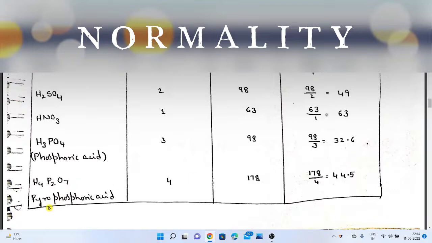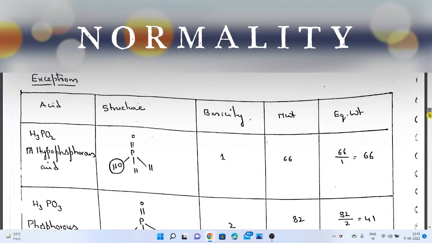The molecular weight is 36.5. So equivalent weight is 36.5 by 1, that is equal to 36.5. Like that, the remaining acids' basicities are also given here. H3PO4, phosphoric acid, basicity is 3 and 98 is the molecular weight. So gram equivalent weight is equal to 98 by 3, that is equal to 32.6. And pyrophosphoric acid H4P2O7, basicity is 4. So 178 is the molecular weight. 178 by 4, that is equal to the equivalent weight 44.5.